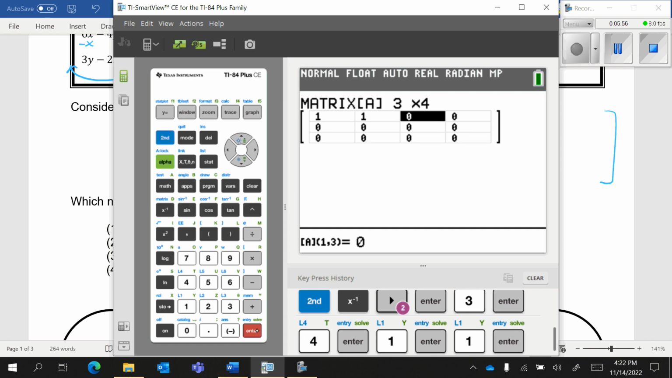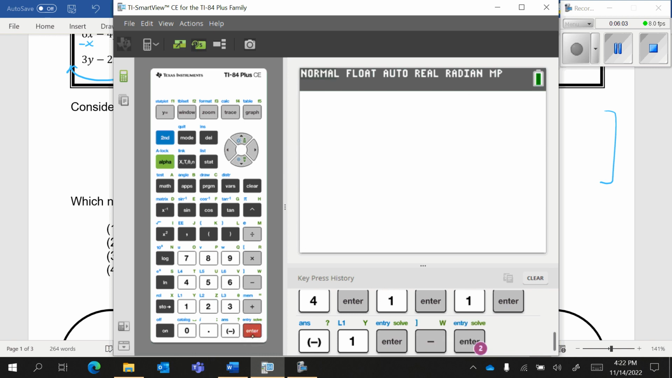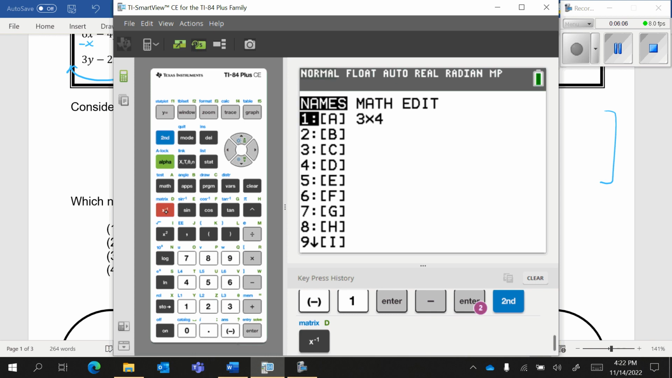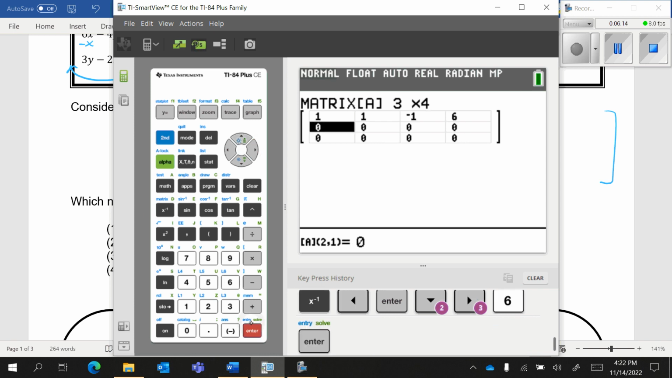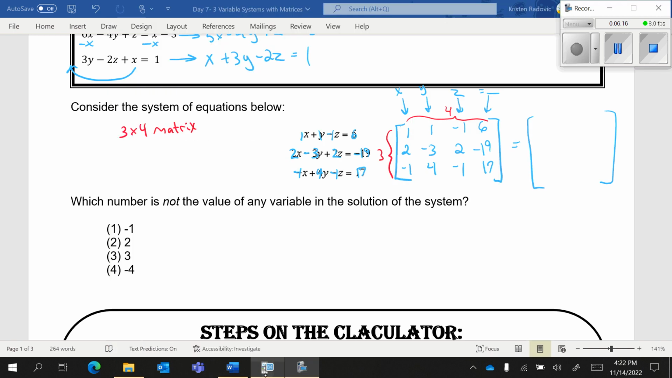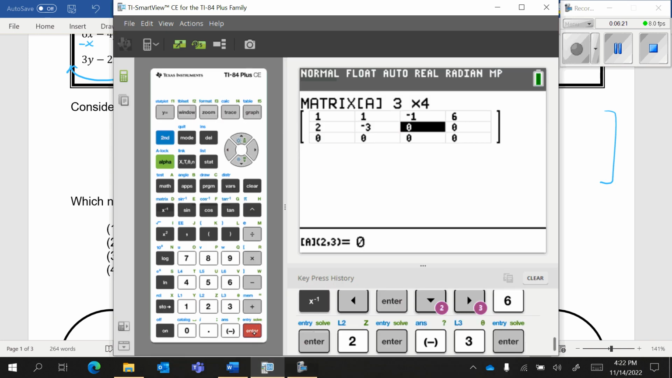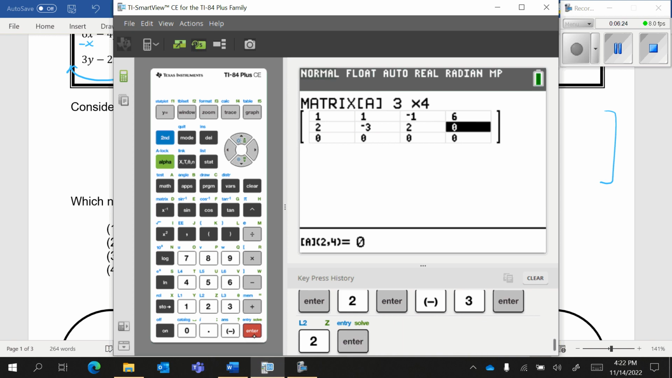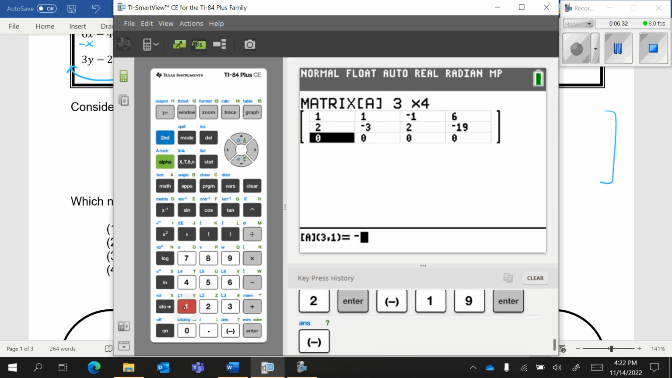Make sure when you're saying negative 1, you want to use the negative on the bottom, not the subtraction on the right. Oops. Oh dear. So second matrix, go back to edit. What did I do? This is supposed to be 6. There we go. My next row is 2, negative 3, 2, negative 19. Next one is negative 1, 4, negative 1, 17.